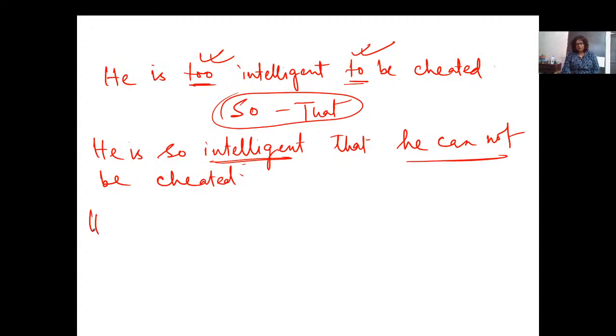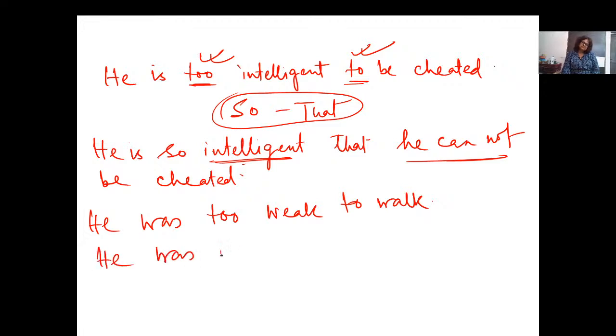Again बोलो. If I write, he was too weak to walk, and second sentence, he was very weak to walk. Which will be the correct sentence?